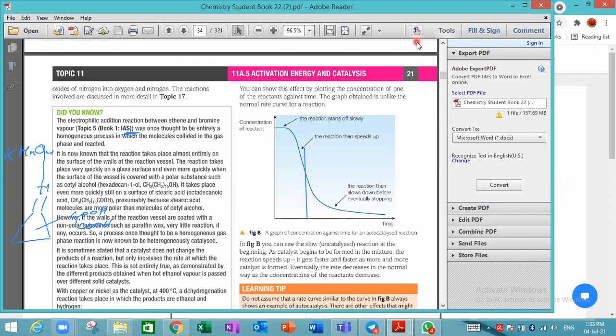Okay. Do you have any question here? Because these parts sometimes come in exams. Sometimes they bring such a thing in exams. So do you have any question concerning this part?